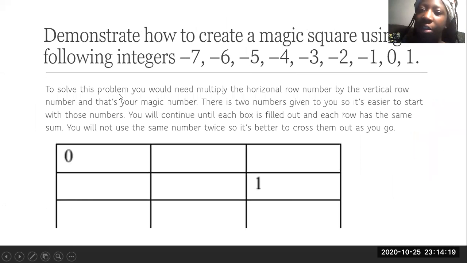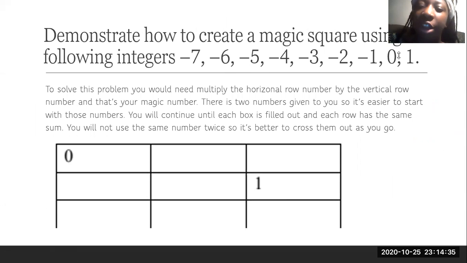Now we're on our last question, which is, sorry, I need to move this back. Oh, there's 2. Okay, I'm just going to leave it. And it is to demonstrate a magic square.